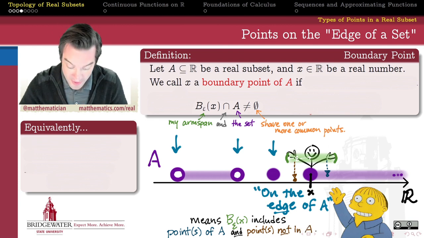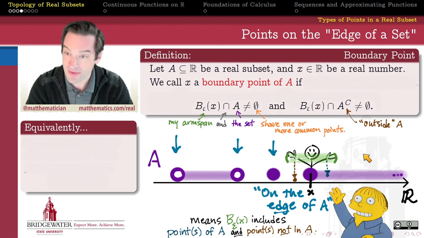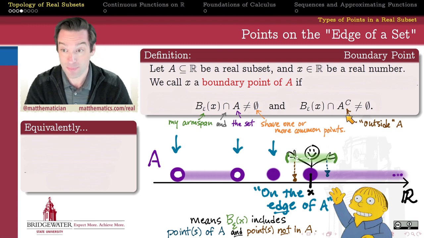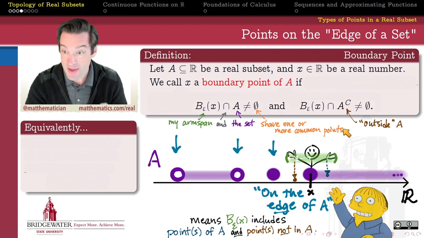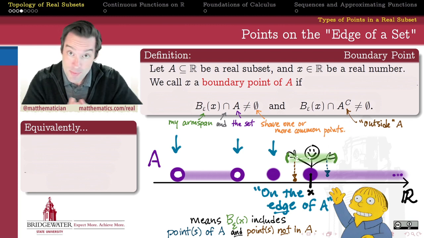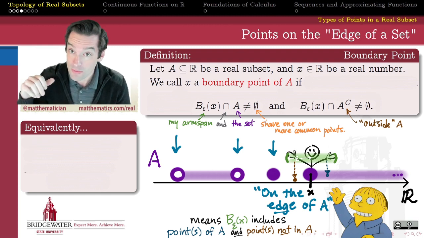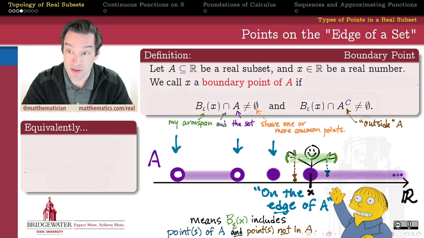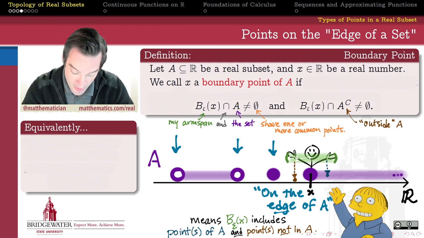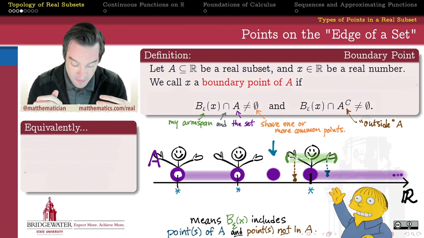So to reach points that are not in A, we'll just say that my epsilon neighborhood needs to have at least one point in common with a complement. So our definition of boundary point, our definition of being on the edge of a set, is going to be based on our epsilon neighborhoods reaching both points of A and also points outside of A, in other words, points in A complement.